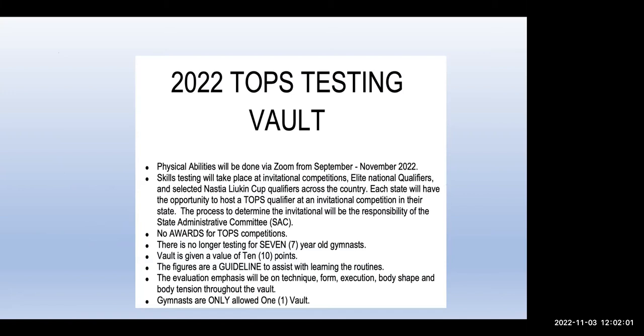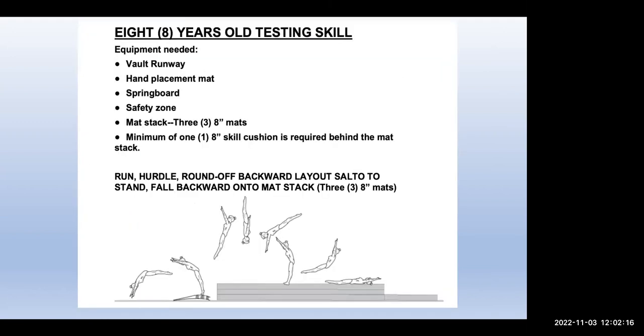And then we have the balk rules that we had before, that they would get 3 attempts to complete one vault. Now we have 8-year-olds, and then we have 9 and 10-year-olds, and they do different vaults. So here is the 8-year-old vault. The 8-year-olds compete just a back layout off the springboard onto a mat stack and then fall backwards to their back. We are not going to judge the vaults, but we're going to show you what it should look like.